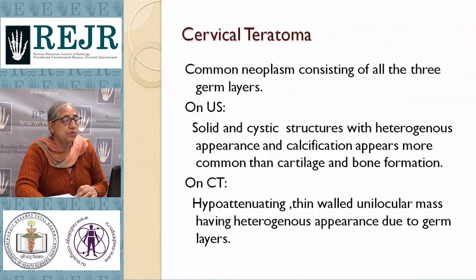A cervical teratoma is a common neoplasm consisting of all the three germ cell layers. On ultrasound, solid and cystic structures with heterogeneous appearance are seen, and calcification appears more common than cartilage and bone formation. On CT, a hypoattenuating thin-walled unilocular mass having heterogeneous appearance due to the germ layers is seen.